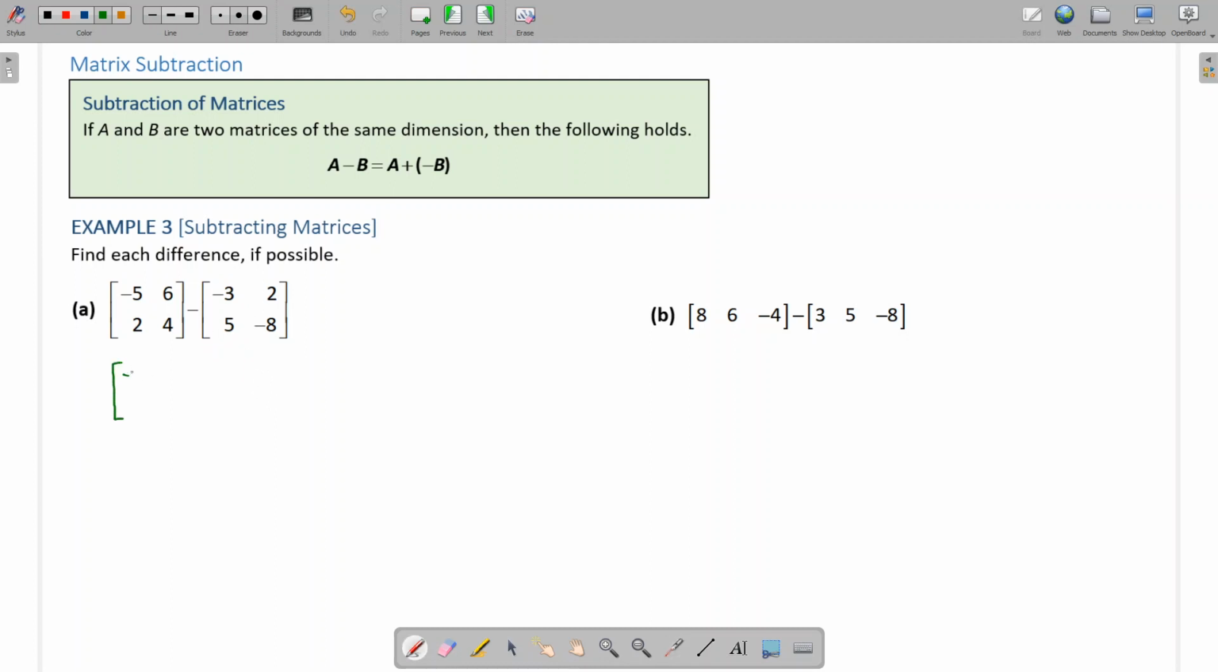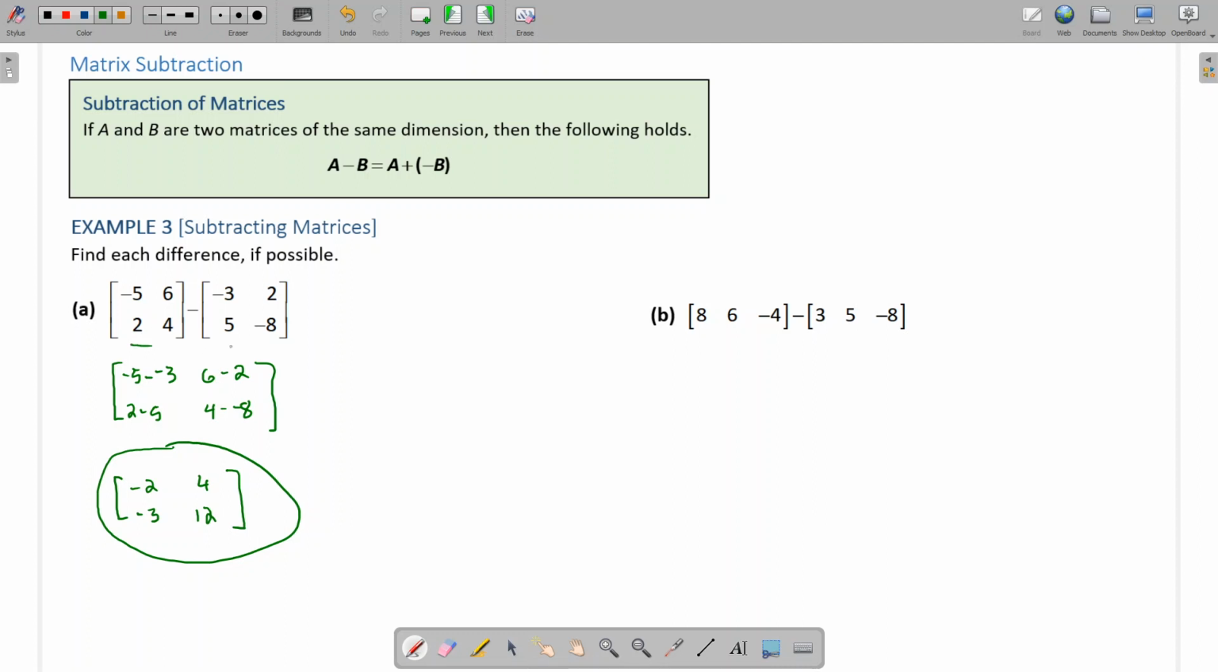This would be -5 minus -3, 6 minus 2, 2 minus 5, and 4 minus -8. All right, so that should give us -2 in the first component, then 4, -3, and then 12, it looks like. So that's all you do. You're just subtracting the corresponding elements. Again, the only way this can be done is if the dimensions of your two matrices are the same, which they are. Both of these are 2 by 2.